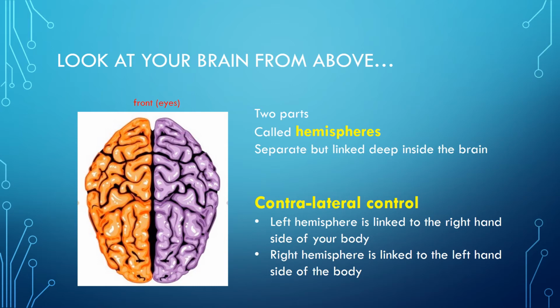So when you wiggle your right hand fingers, the information to make those muscles move in your hand is coming from the left side of your brain.